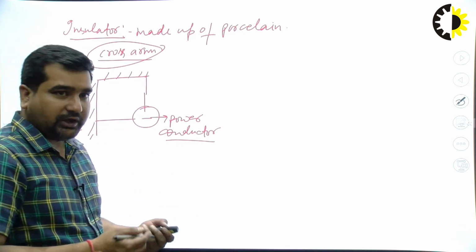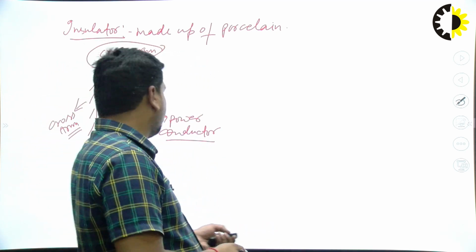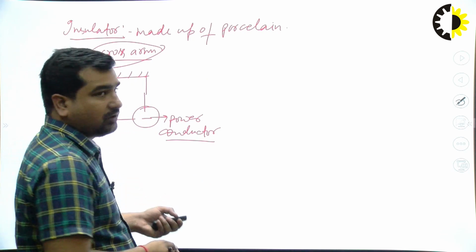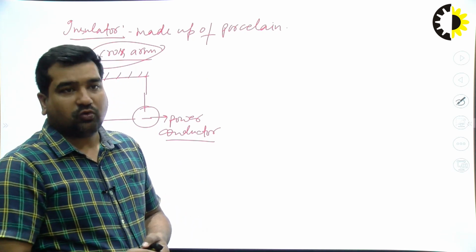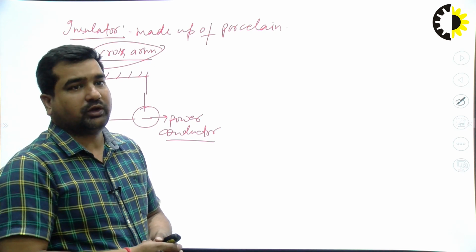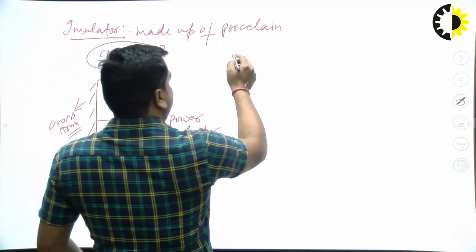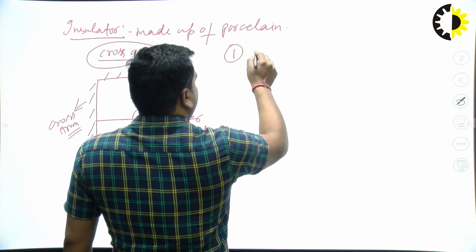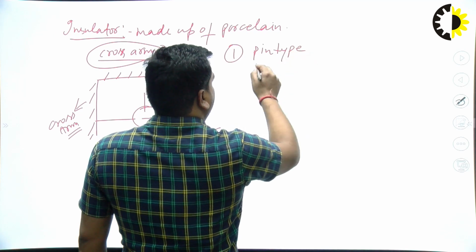We use insulators in underground cables also, but here we mainly discuss the overhead line insulator, which is used for overhead transmission lines. It has basically three types. The first one is the pin type insulator.